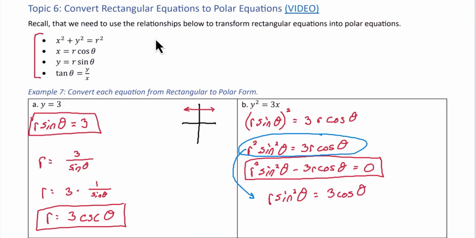Again, trying to isolate r, we would then divide by sine squared theta. Again, assuming sine theta is not 0, we'll get 3 cosine theta divided by sine squared theta. We can simplify that a bit. Let's write that as 3 cosine theta divided by sine theta times 1 divided by sine theta.